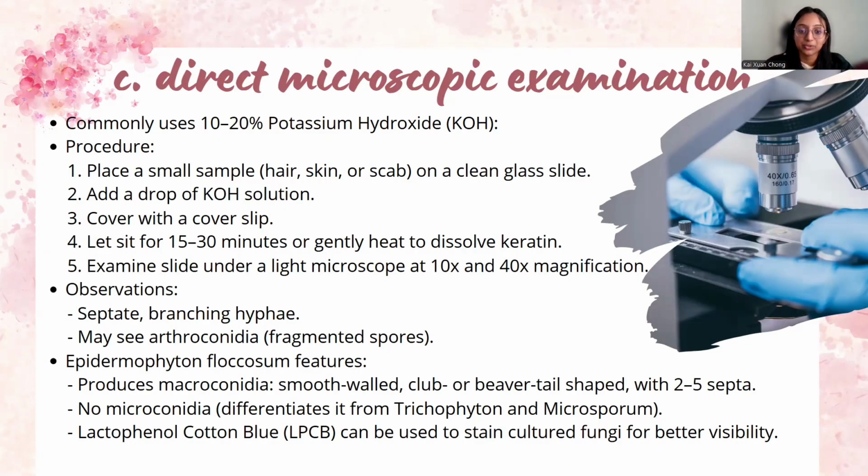In the case of Epidermophyton floccosum, we also look for macroconidia, which are smooth-walled, club-shaped or beaver tail-shaped, and contain 2 to 5 internal septa. Notably, this species does not produce any microconidia, which helps differentiate it from other groups such as Trichophyton and Microsporum. For a clearer observation, lactophenol cotton blue stain can be used, especially in cultured samples.